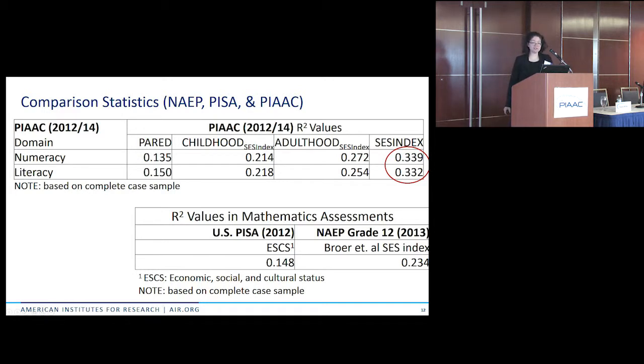In comparison, the ESCS R-squared value is about 15%. That is the PISA SES measure. It stands for Economic, Social, and Cultural Status. And then for the R-squared value for NAEP grade 12, using the same methodology that we use for this PIAAC SES index, we got about 23% of the variation explained.